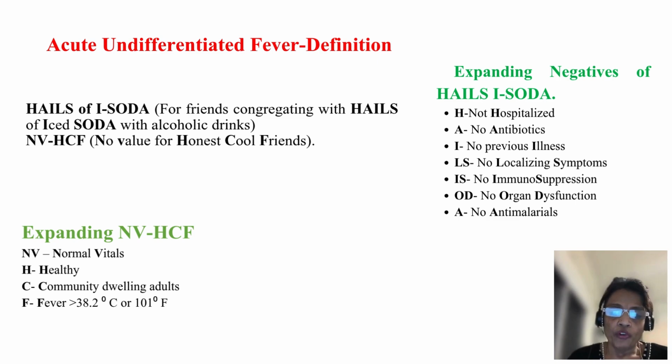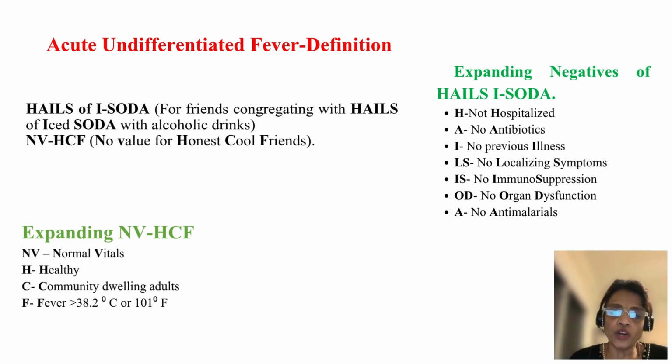Say, friends congregating with hails of iced soda with alcoholic drinks, there's no value for honest cool friends. That means people who binge on alcohol, they don't care about the honest cool friends who are the teetotalers. So hails of ice soda and NVHCF. These two are the mnemonics.